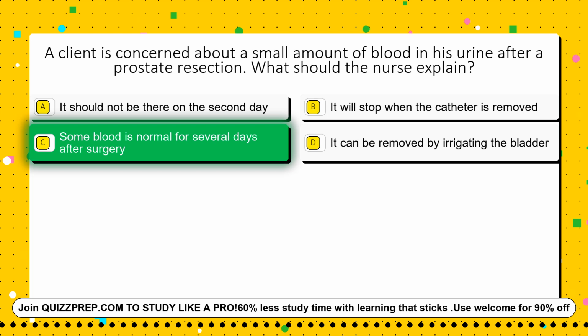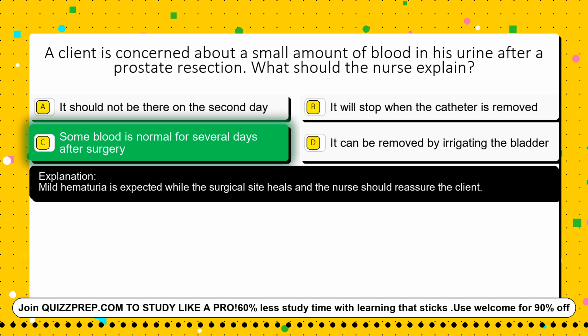The correct answer is option C. Some blood is normal for several days after surgery. Mild hematuria is expected while the surgical site heals and the nurse should reassure the client.